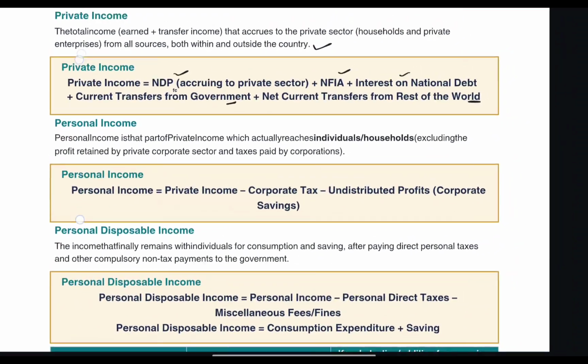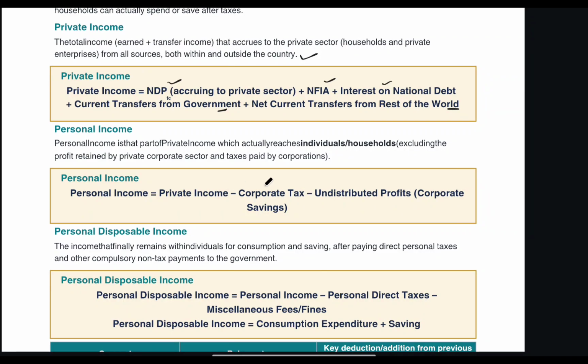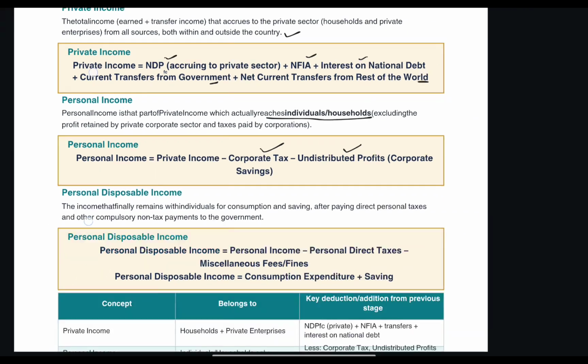And what is personal income? When we subtract corporate tax and undistributed profit from private income, it is known as personal income. So it is that part of private income which actually reaches individuals or households. From total private income, first of all, the corporate pays tax, then keeps some undistributed profit with itself for uncertainties or for improvement, and after that the remaining income is known as personal income.